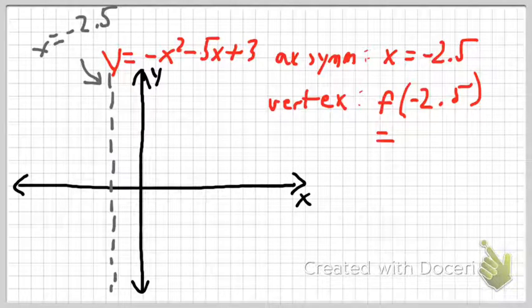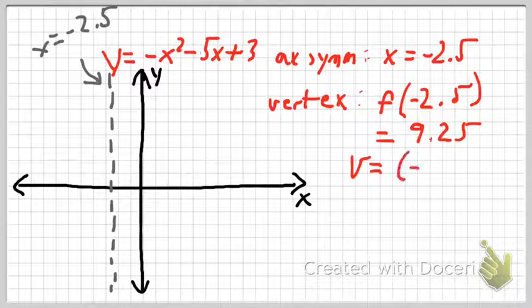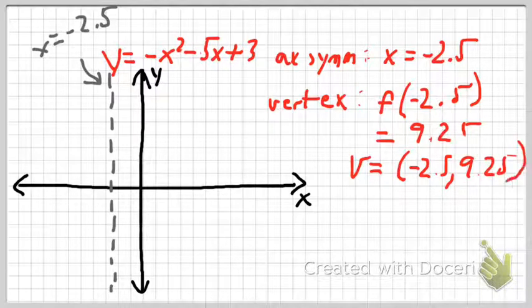Okay, now it turns out that f of negative 2.5 is 9.25. So the vertex then is going to be the point negative 2.5 comma 9.25. Now real quick, I'm going to change my intervals on my y-axis now that I know how high the vertex is. I'm going to go by 2, so that would be 4, 8, 12, and so forth. And so negative 2.5 comma 9.25 would be pretty much right here. All right, it's an approximation anyway.